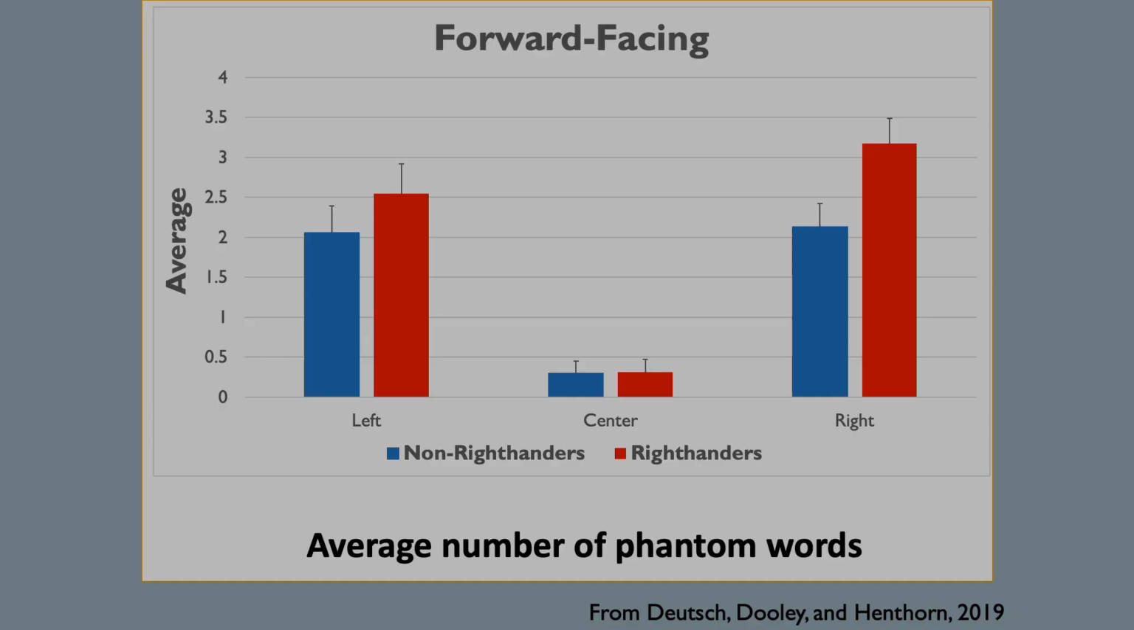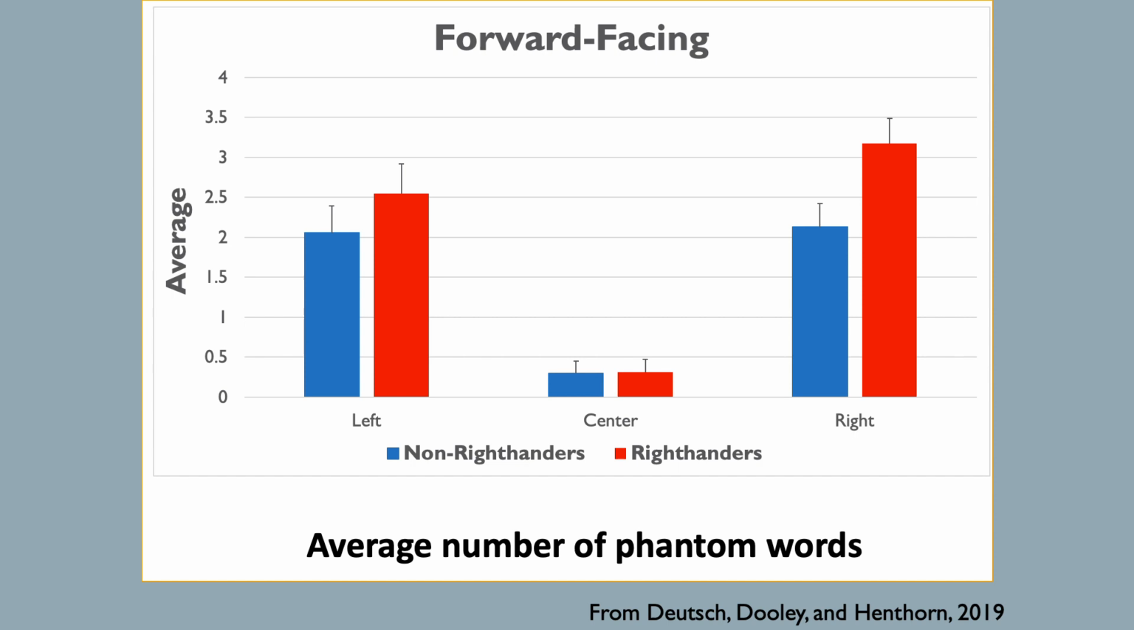We tabulated the average number of phantom words that were reported as coming from the left, the right, or the center. With the forward-facing subjects, the right-handers heard, statistically, more phantom words as coming from their right than from their left. But the non-right-handers showed no difference in the directions from which the phantom words appeared to be coming.